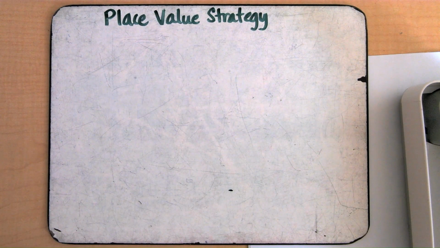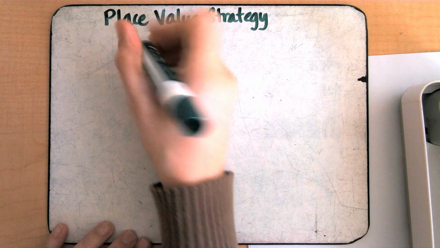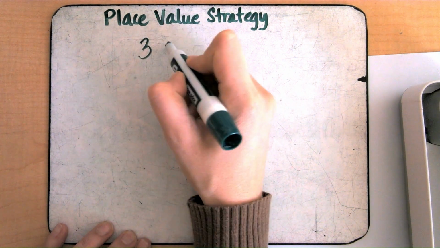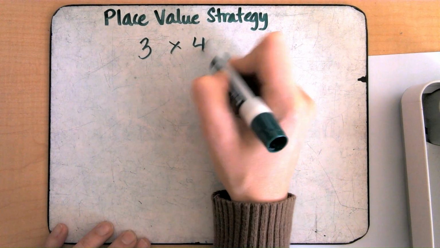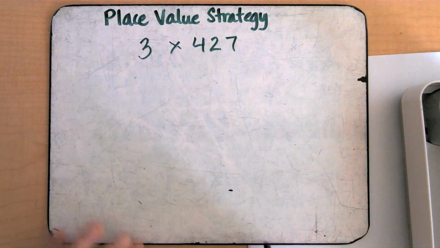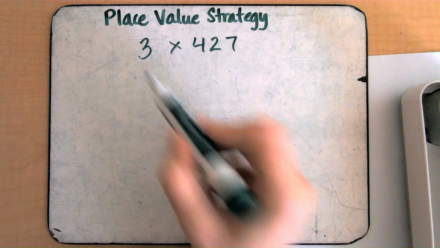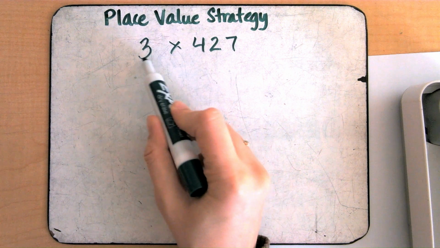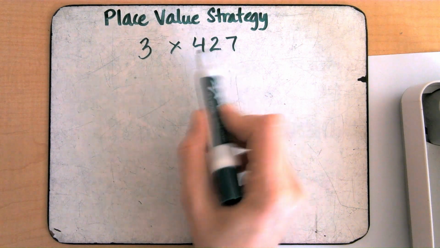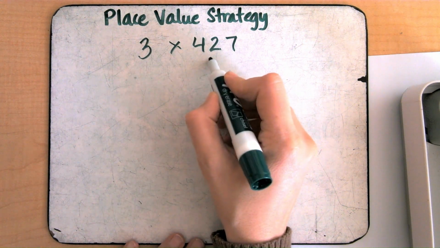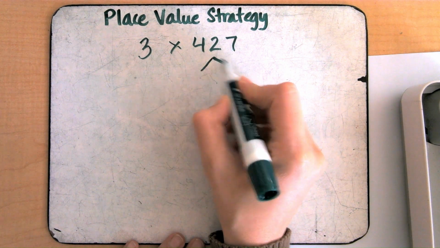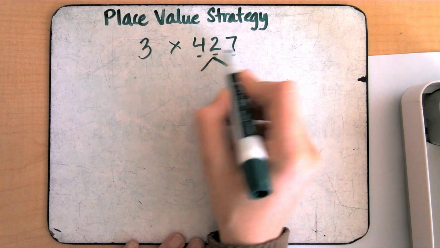Stick around. All right, so we're going to start here with the place value strategy. And we're going to start with 3 times 427. You can do this with a 1 and a 2 digit, or you can do it with a 1 by a 3 digit. We're going to do a 3 digit. And what we're going to do is we are going to decompose this number into expanded form.